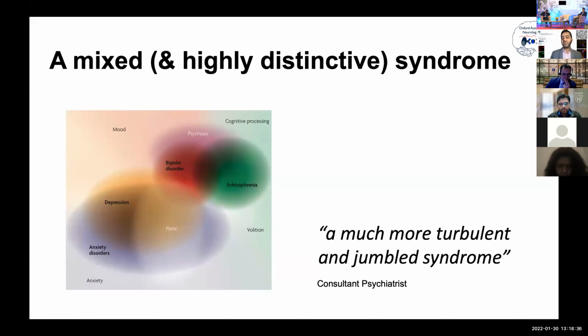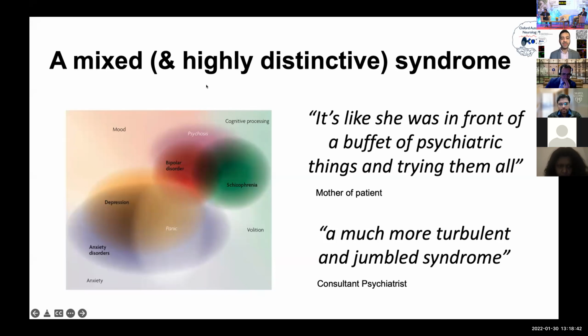But my favorite quote of what is a very mixed and I think a very highly distinctive syndrome, although we're still analyzing the data to prove that with a number of controls, comes from the mother of a patient who said it was like she was in front of a buffet of psychiatric things and trying a little bit of them all. So that's the way I remember the psychiatric presentation of this disorder.